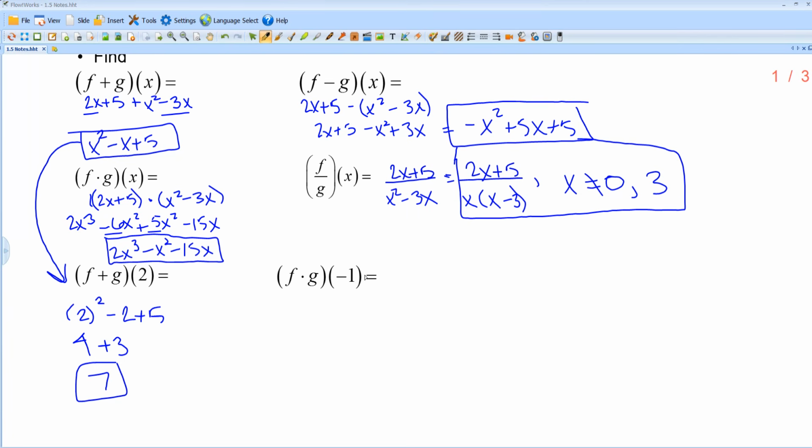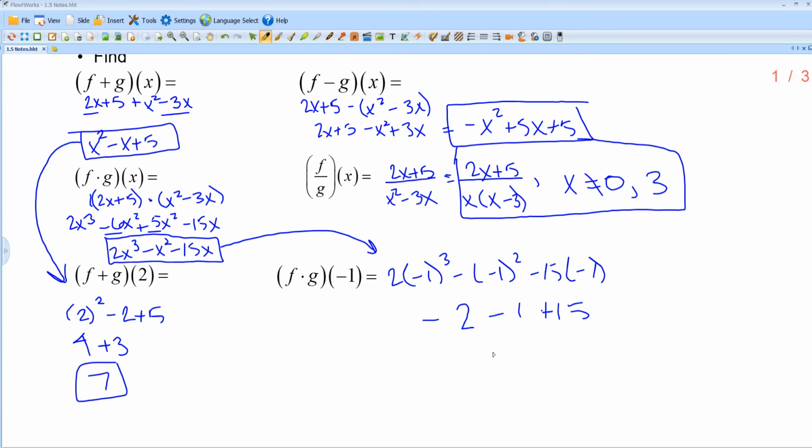Here, f times g of negative 1. I already have my f times g of x function, and all I'm doing is substituting negative 1 into that. Here I get positive 15. Negative 1 squared is positive 1, but it's a minus that, so minus 1. Negative 1 cubed is negative 1, times 2 is negative 2. This gives me 12. All right, hopefully easy, simple things.